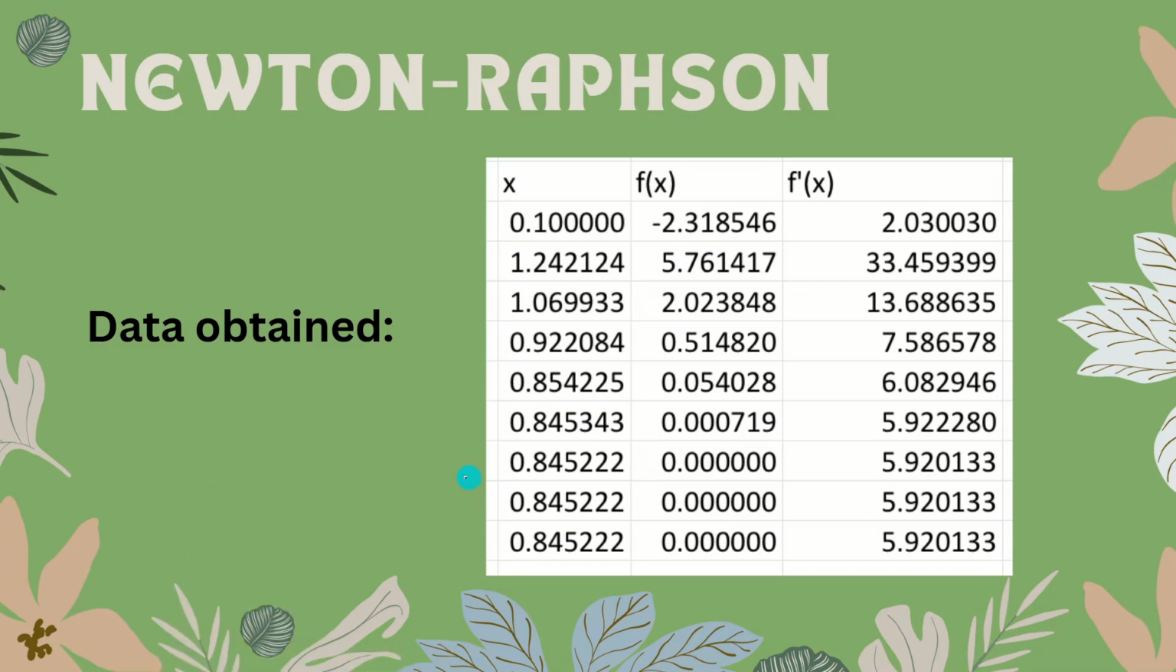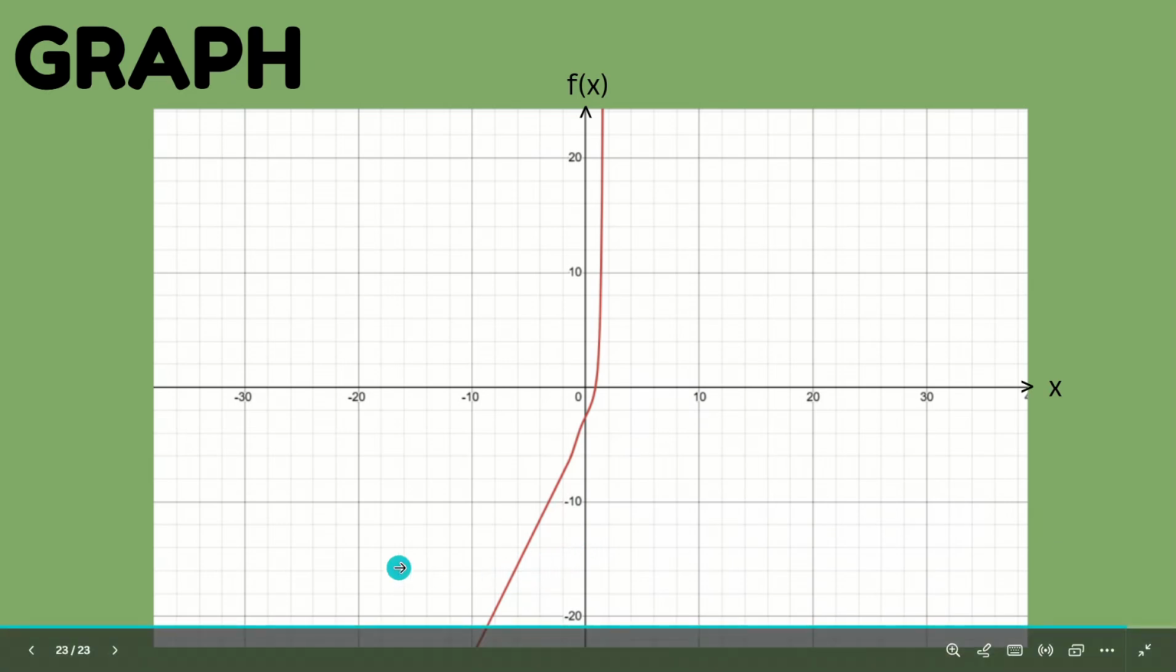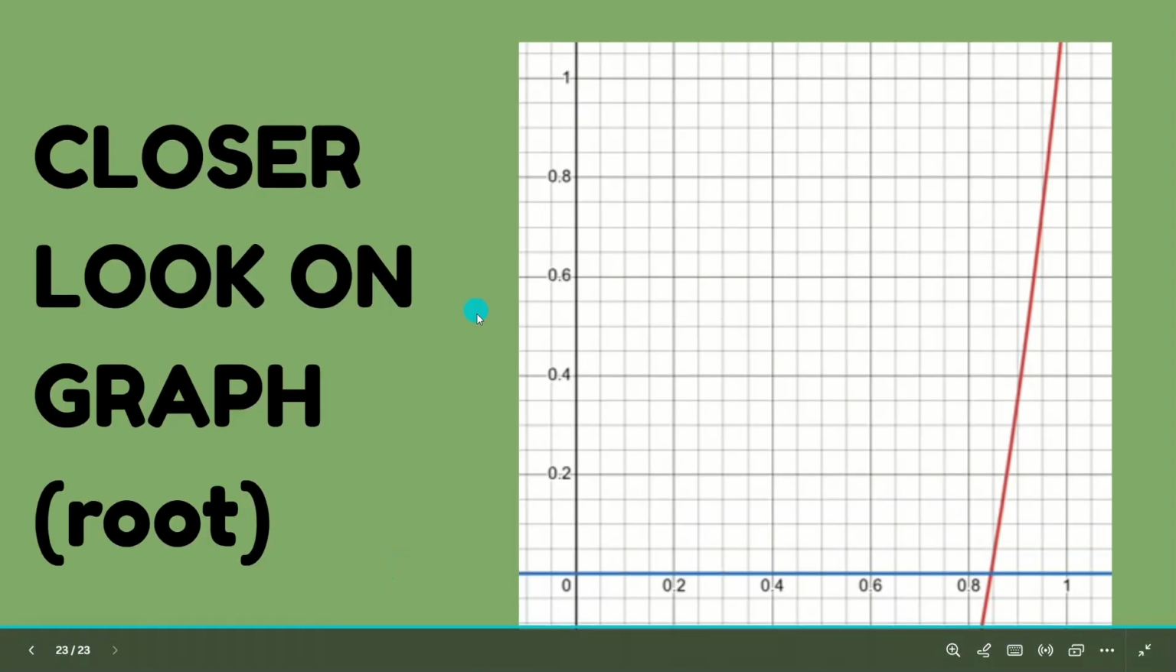And this is the graph of the function. As you can see, the function is an exponential function, and here is the graph of the exponential. This is a closer look at the graph to find the root. You can see here, it is near 0.85.